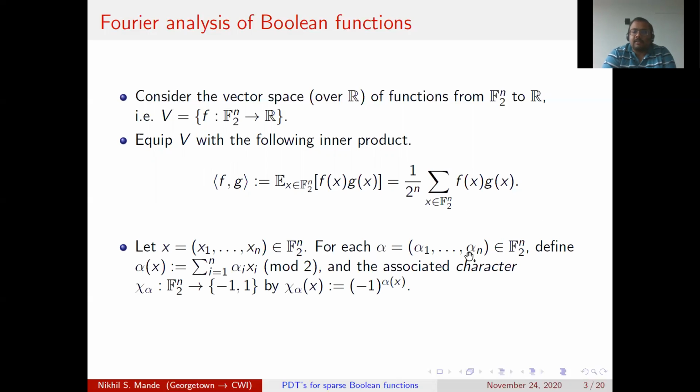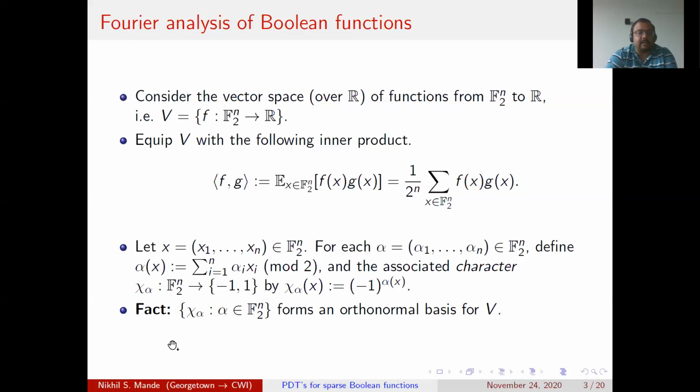So for each alpha, which is a vector in F2 to the n, so there are 2 to the n such possible vectors, I'm going to define a function chi alpha, which I'm going to refer to as the character corresponding to alpha, or also occasionally interchangeably the parity corresponding to alpha. So for each alpha, define its associated character or parity to be the following function. Look at all the coordinates where alpha is 1, and on input x, compute the parity of those coordinates. That's exactly what this function is doing. It's outputting a 0 or 1 value, and then convert that to -1, 1.